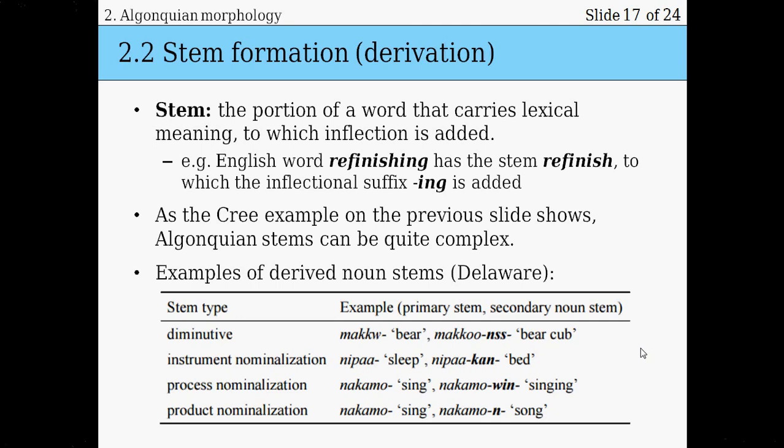And then there are different kinds of nominalizations. So this is derivation that takes a verb stem and turns it into a noun stem. So neba means to sleep, a nebagan is a bed. So literally a thing for sleeping. A process nominalization: nagamo means to sing, nagamoen means singing. A product nominalization: nagamo means sing, nagamon means a song. Okay, so the result of singing. So these are different types of noun stems that are, in the latter three cases, derived from verb stems.